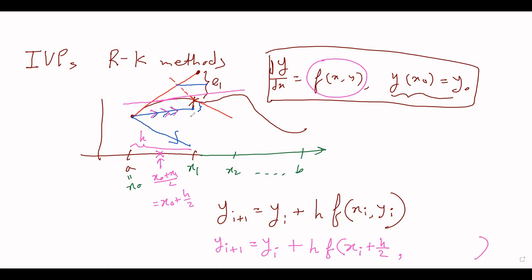Now, what should be the y coordinate of the midpoint? Now, this is a concerning question, right? Because we don't know what the value of y is at this particular value of x. Actually, other than x naught, there is no point in the entire x axis where we know the exact value of y. This is the reason we are trying to solve the differential equation numerically in the first place. So we do not have the value of y at this x i plus h by 2 point.